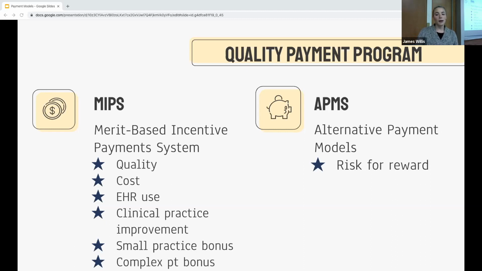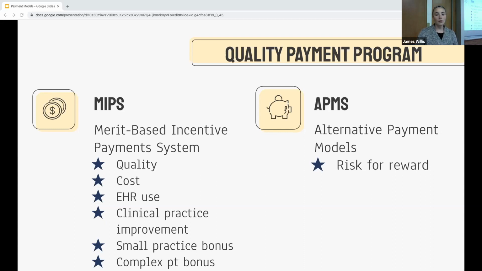Based off of MIPS, you can see either a positive or a negative decrease or increase in your reimbursement. Initially, it was 4%, but now it's up to 9% as of 2019, I believe. And this is based off of the comparison of your score, of this aggregated set encompassing these 6 characteristics, and comparing that to a median MIPS score.